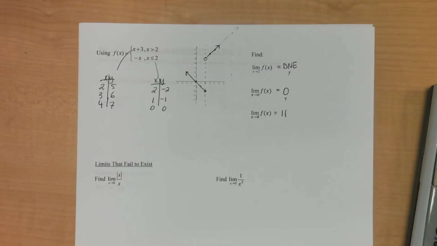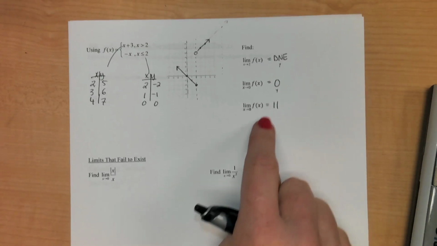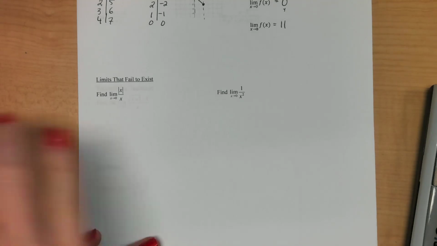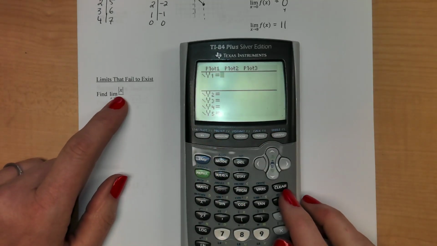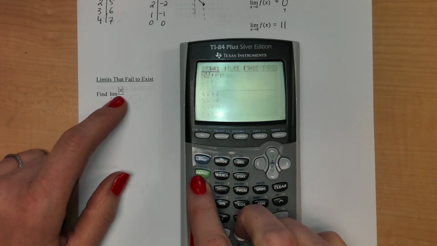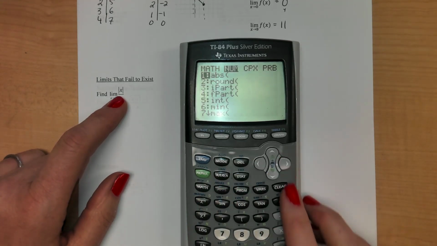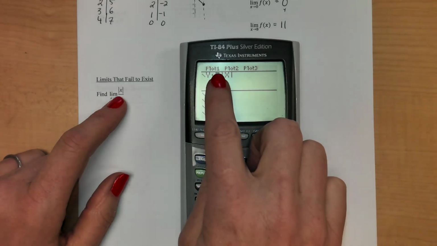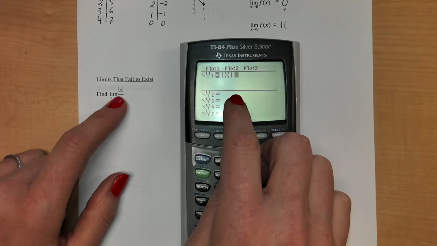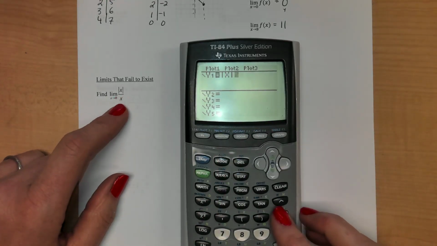Now a couple limits that fail to exist, much like this one did not exist. We're going to graph these again so we can get a good picture of them. So I'm going to graph absolute value of x. If you don't remember where that is, it's under the math menu, and if you go over to number, your first option should be absolute value. Yours may or may not do the vertical bars. You might just have parentheses, so make sure you close that off before you hit divide by.